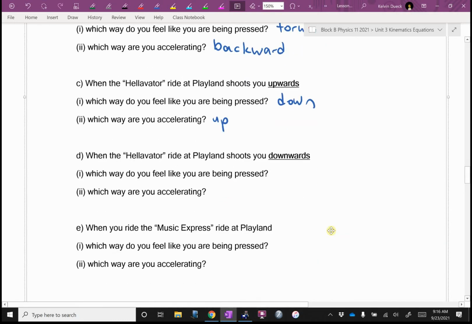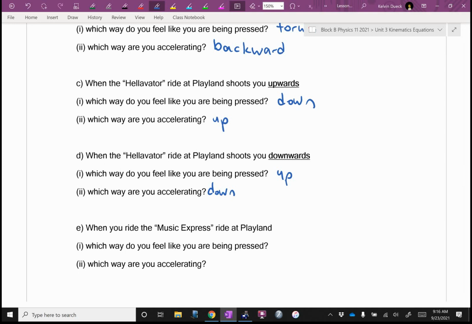So we said when it shoots you downwards, you feel like you're getting pressed up, but you're definitely accelerating downwards. There's a ride at Playland called the Music Express. It's the one that goes in a circle really, really fast. And then the DJ, how many of you want to go faster? And everybody screams, yay! I think it's right near the pirate ship. You know the one I'm talking about?